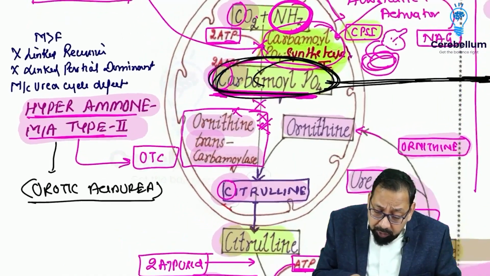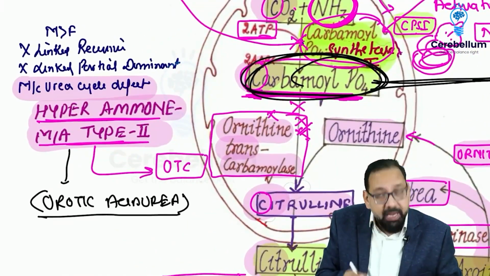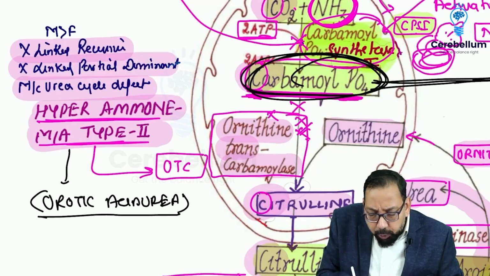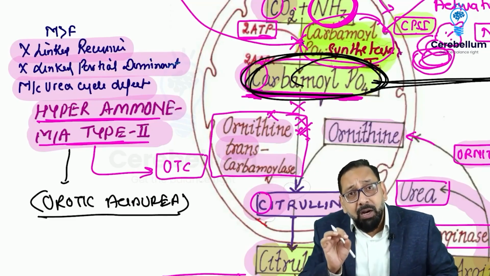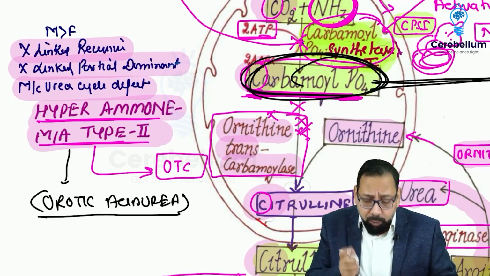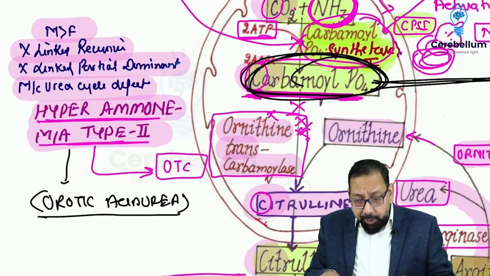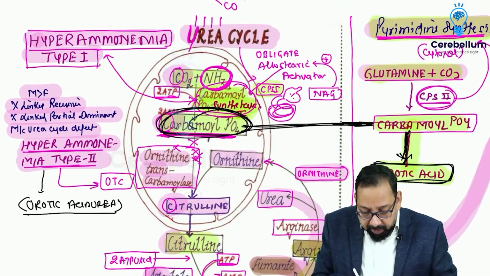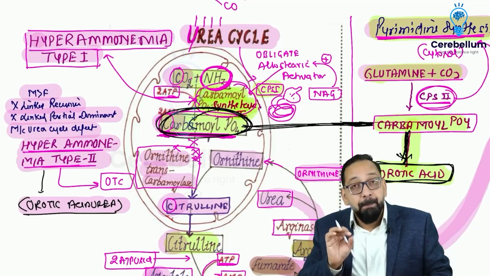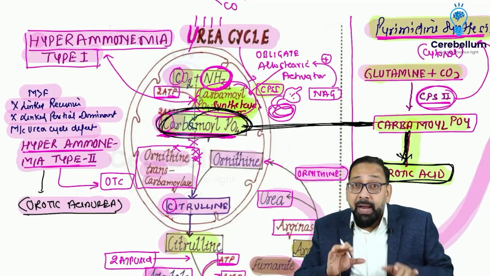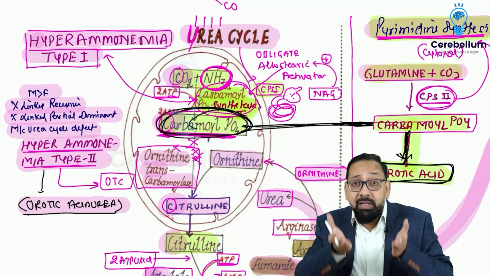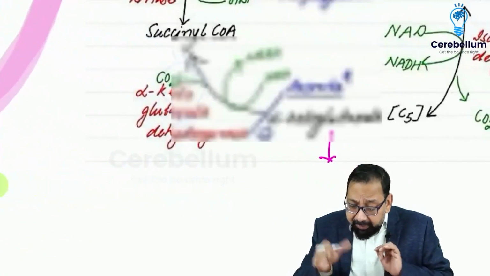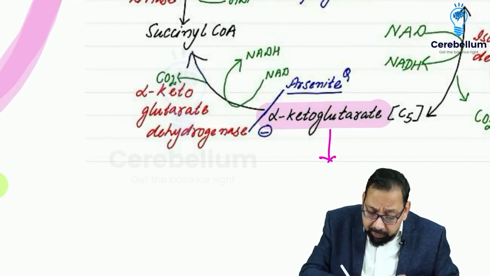And this hyperammonemia type 2 is the most common urea cycle defect. It is X-linked recessive, and at a few places it is written as X-linked partial dominant. So it is X-linked recessive, more common in males than females. So these two urea cycle defects are important, hyperammonemia type 1 and hyperammonemia type 2. Type 2 is more important. I told you that in urea cycle defects, ammonia will increase and ammonia is very toxic. Why is it toxic? We found that ammonia binds with alpha ketoglutarate.